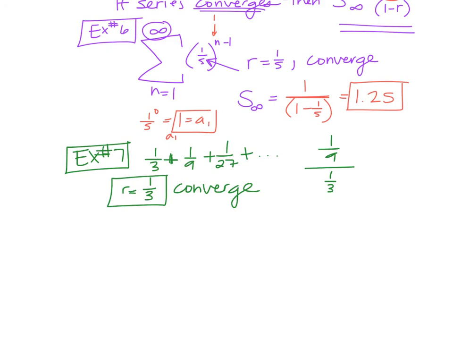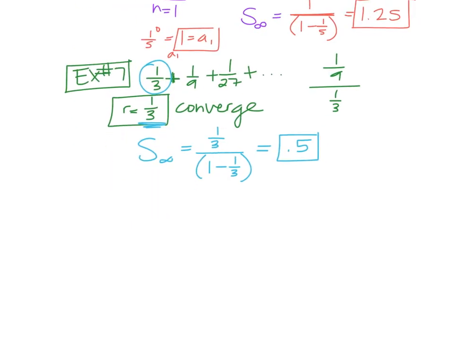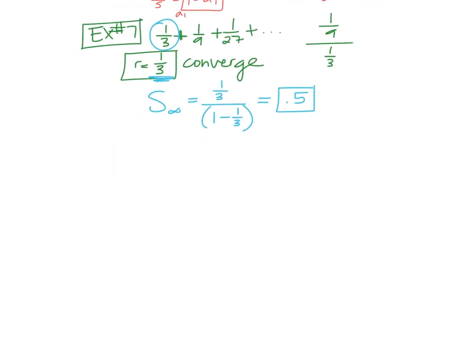So what we're going to do is plug this into our formula. So it's going to be the sum to infinity equals, and then it's our first term. Our first term is the 1/3 divided by parentheses 1 minus our common ratio, which is also 1/3. So this one's a little confusing because they're both 1/3, but they're different 1/3. And when you plug that into your calculator, you get 0.5. Beautiful, right? It's a half. To infinity, it's a half. Crazy. I love it.